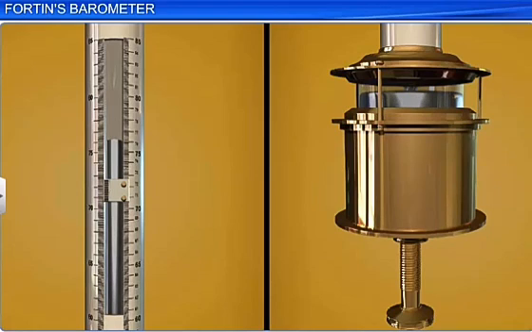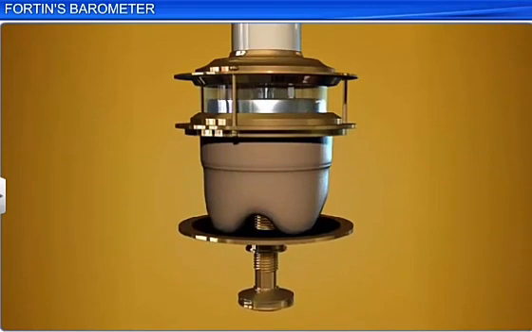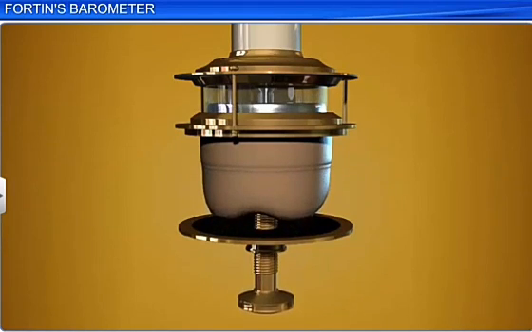To determine the length of the mercury column in the barometer, it is necessary to know the position of the free surface in the cistern as well as in the tube. The first step in measuring atmospheric pressure using Fortin's barometer is to set the mercury level in the cistern. Using the adjustment screw, set the level of the mercury in the cistern such that the ivory pointer just touches the mercury.